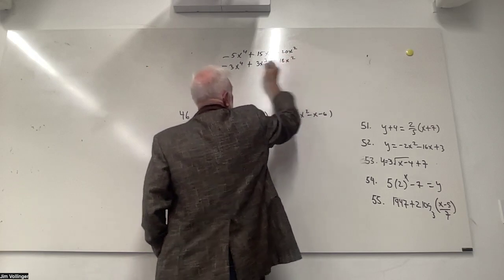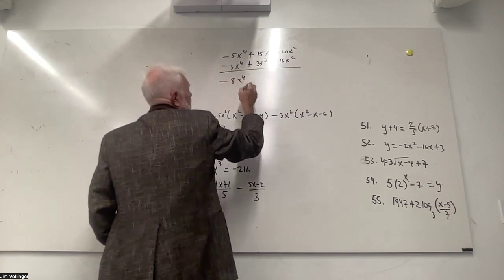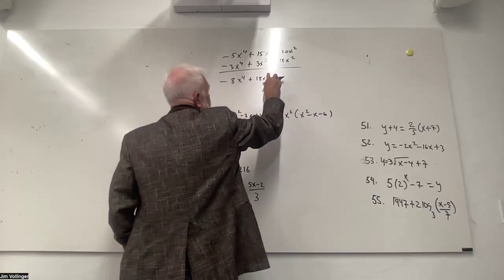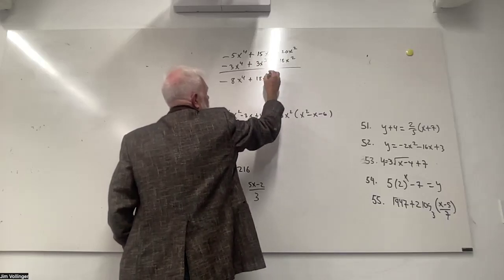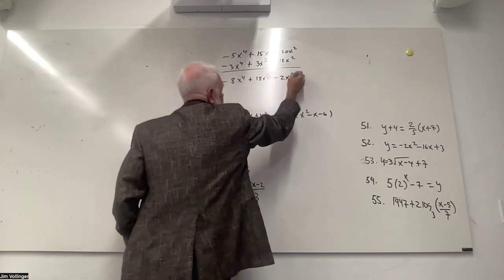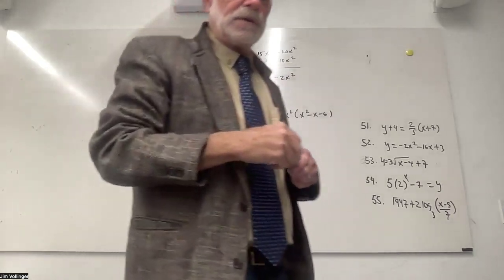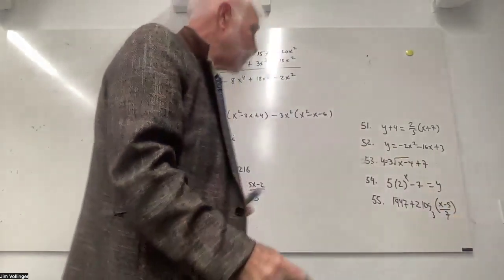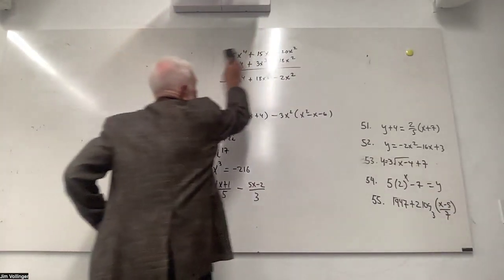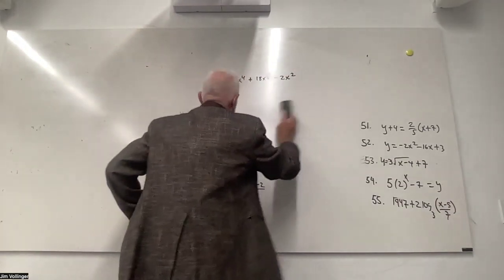And now I can add up the like terms, which gets me minus 8x to the fourth plus 18x cubed, and minus 2x squared. Okay, and it's real early here, and I hope I copied down the test question correctly. There we go. And I believe that's our answer. All right, so that takes care of that one.